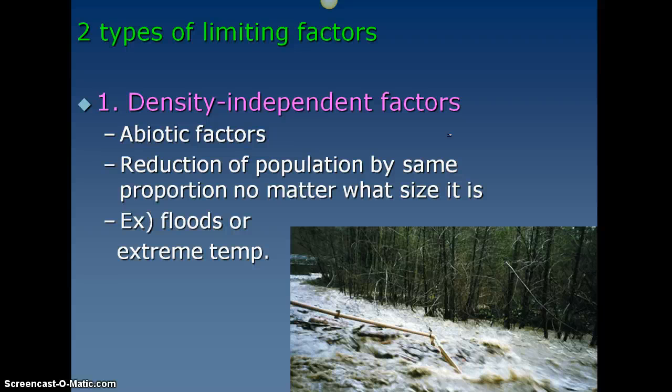So what will happen is the population will decrease in size by the same proportion no matter what size the original population was. Some examples are floods or extreme temperatures. Those are abiotic factors that cannot be controlled in any other way, and they will affect the entire population no matter how big the population was. If the population was one individual or 100 individuals, it's still going to affect them all.